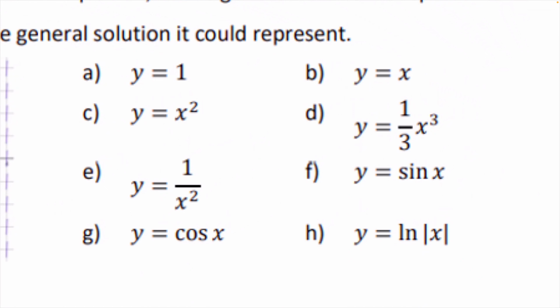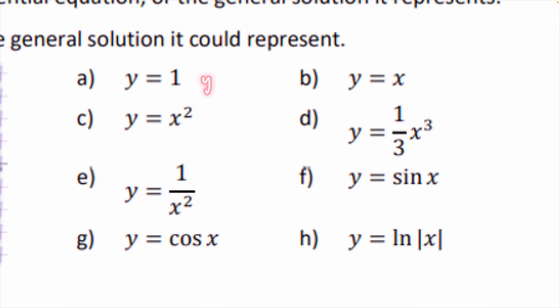So let's go through and find the slopes. So the slope of A: what's the slope of 1? 0. What's the slope of x squared? 2x. What's the slope of regular x? It's 1, right? Okay, let's see if you can do these in your head. What's the slope of 1/3 x cubed? x squared.